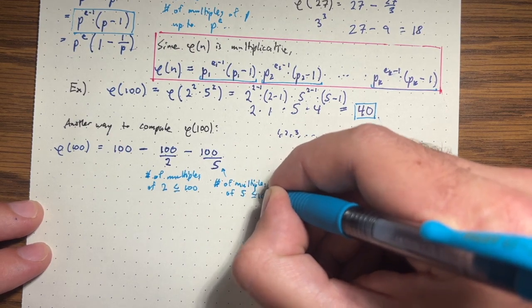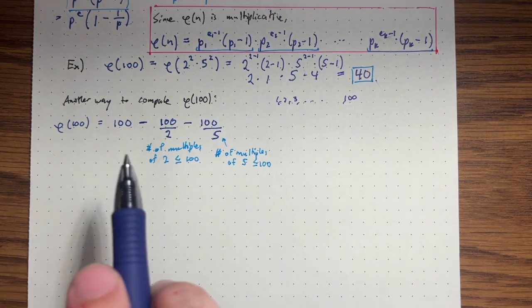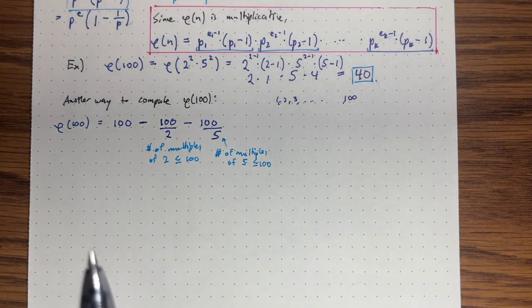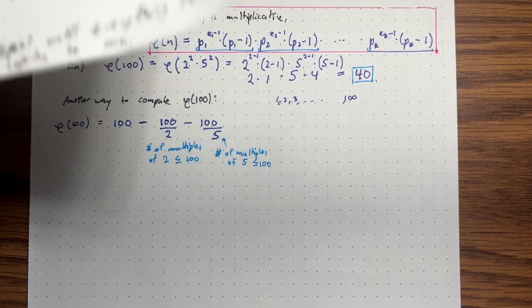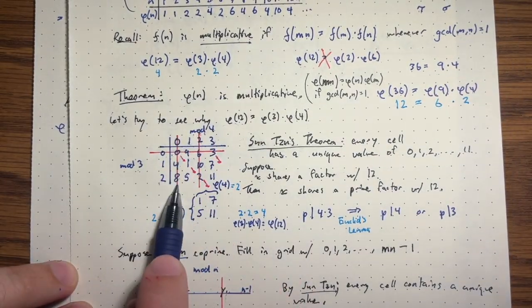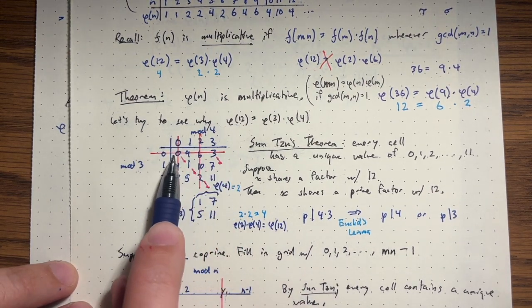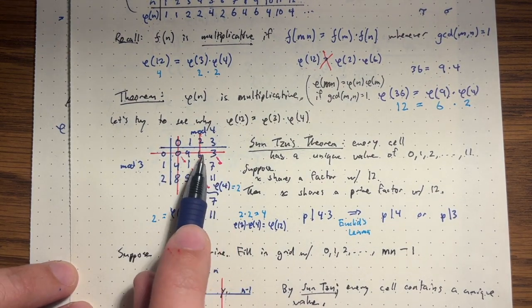Less than or equal to 100. But here's the problem. I crossed out too much. I mean, we can actually see that back in this picture. That's essentially what we were doing here, even in this chart. We were crossing out multiples of 2, we were crossing out multiples of 3. And then we noticed we crossed out certain numbers more than once.